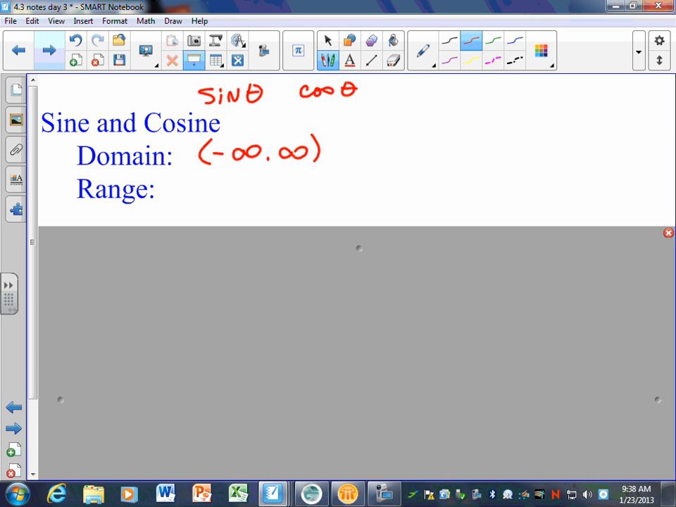Now the range is what I get back out of that. And I was leading to that with the bottom part of that worksheet that we went over with the maximum and the minimum value. What was the biggest value that we ever got out of sine and cosine? And what was the smallest value? Which means no matter what angle you can think of, however big or however small, the output, or the range, will always be in between -1 and 1.